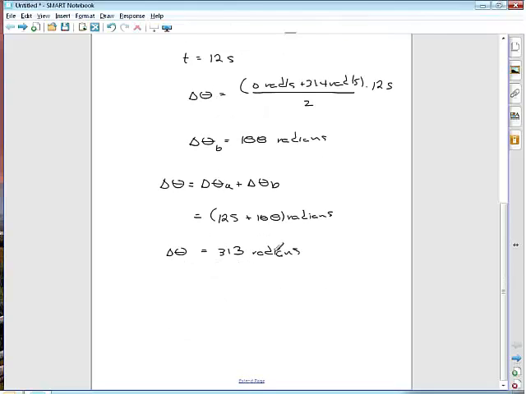and we just have to divide by 2 pi. So in terms of revolutions, we take 313 divided by 2 divided by pi, and we get 49.8. So we'll round it off to 50 revolutions. So that's pretty much it for the problem. I can't think there's anything else.